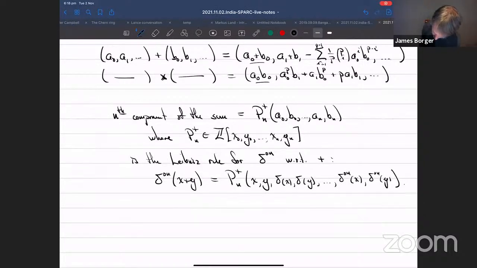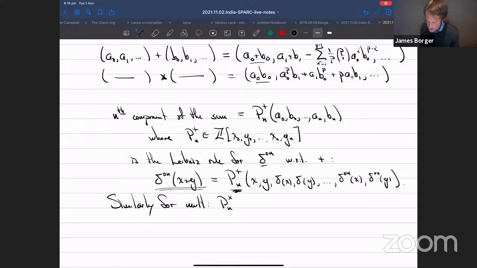And similarly for multiplication. So it will be a different polynomial, which I would call Pn times, and that would be for the Leibniz rule for the nth iterate of delta with respect to multiplication. These polynomials certainly exist because to compute the nth derivative of a sum, you first apply delta once, you get some massive polynomial, then you apply it again, you get some even bigger polynomial, and you keep doing it n times.